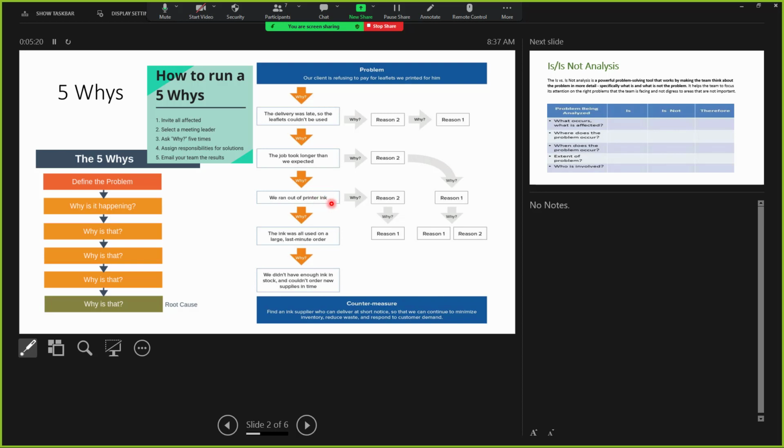And again, why did the printer ink run out? Definitely if we are printing it is going to run out, but where is the sufficient backup for that? The ink was all used on a large job, and at the last minute we ordered from a supplier. And why did we order at the last minute? Then we didn't have enough ink in stock, and we could not order from new suppliers in time. So these are the differences. Furthermore, why? For the PMI it's 5 whys. You should stop at the 5th and specify the root cause.